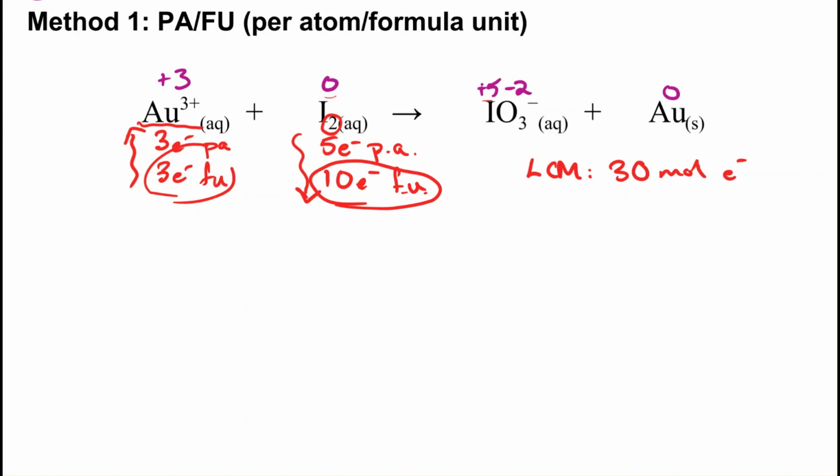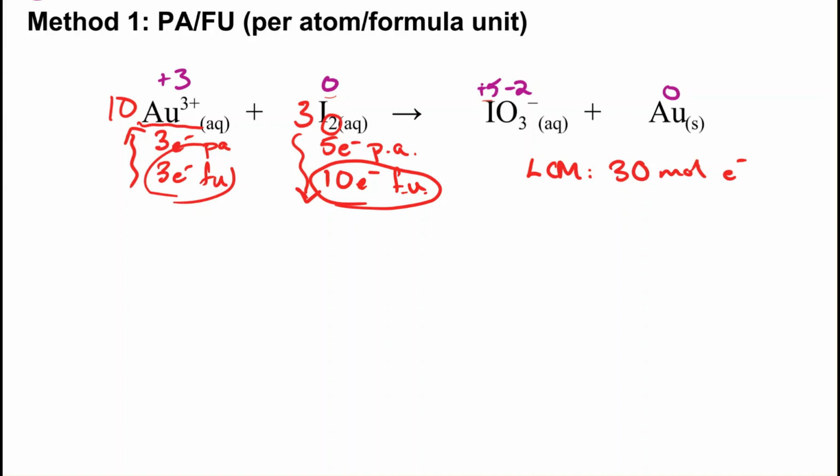Now, how can we get 30 moles of electrons transferred? If each gold ion gains 3 electrons, a certain number of them has to gain 30. What number do I have to put in front of here in order to gain 30 electrons? Well, I have to put a 10 in front. 10 times 3 is 30. What number do I have to put in front of here? I have to put a 3.